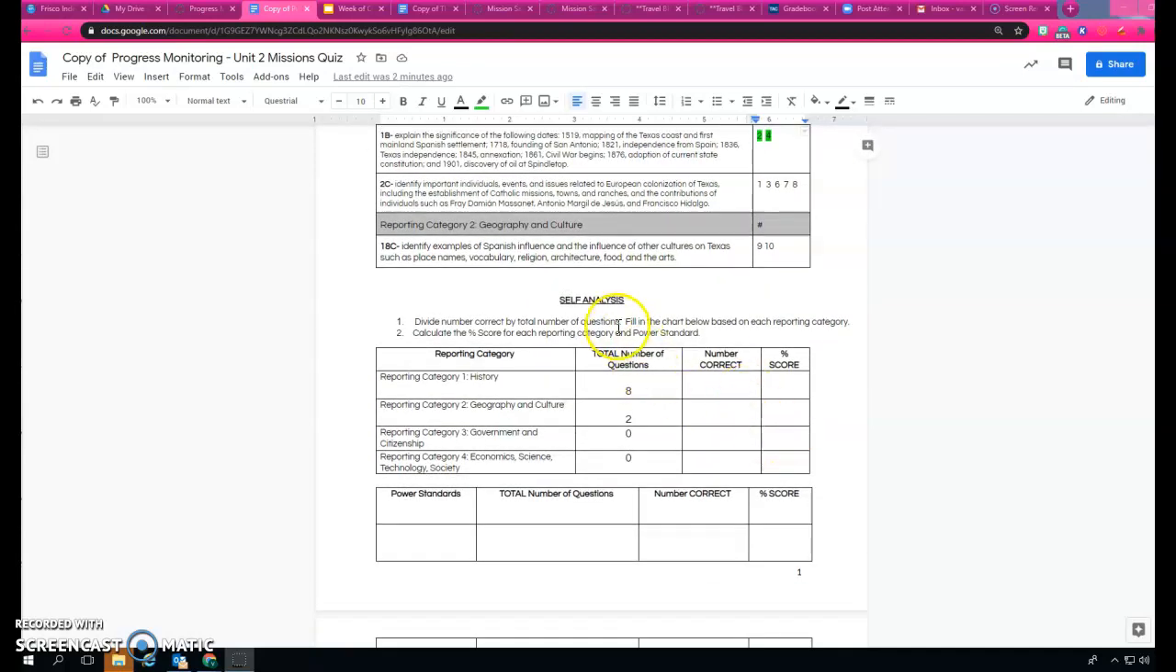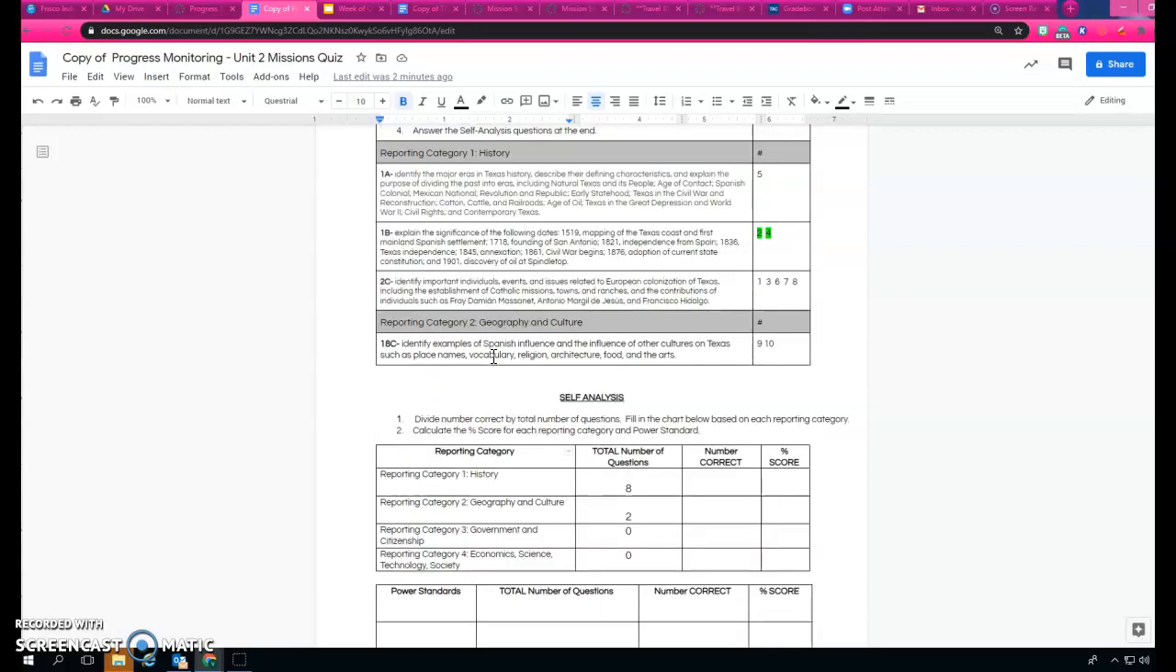And then move on to the self-analysis. Now, the self-analysis is basically you're looking at your reporting category. There are 4 reporting categories: history, geography and culture, government and citizenship, and economics, science, technology, and society. These are the 4 reporting categories for social studies in 6th, 7th, and 8th grade, so these do not change.